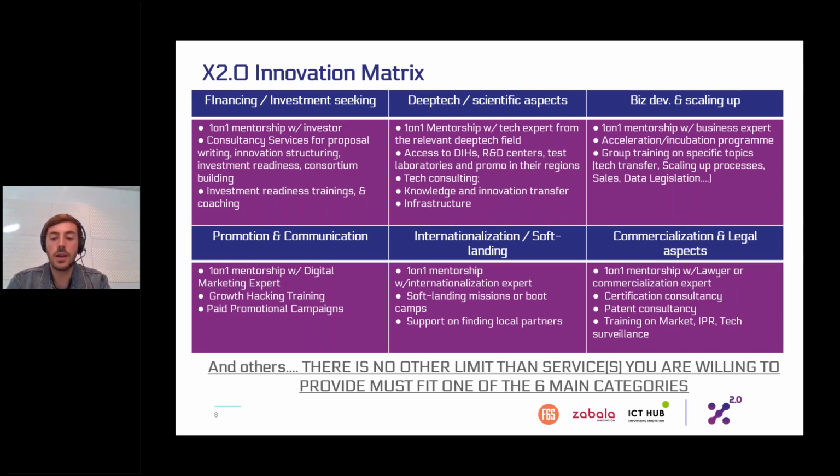So what we are asking you is to provide services on these 6 big categories: financing and investment seeking, deep tech and scientific aspects, business development and scaling up, promotion and communication, internationalization and soft landing, as well as commercialization and legal aspects. As you can see here, we put these categories, but there is no limit in the type of service you can offer. Those services you're willing to offer must fit between these 6 categories, but could be any type of service.